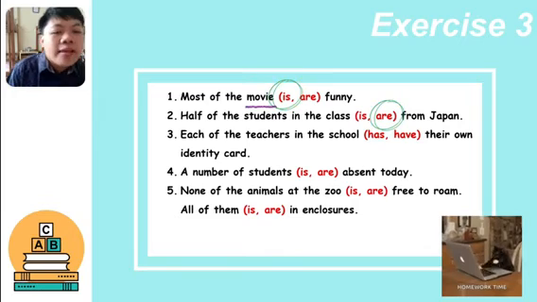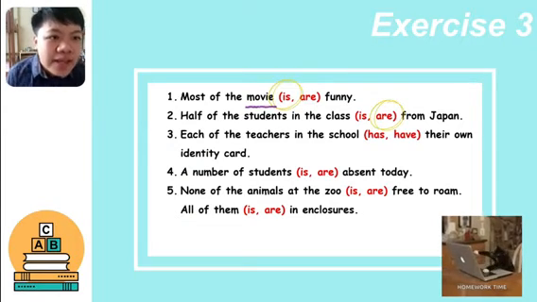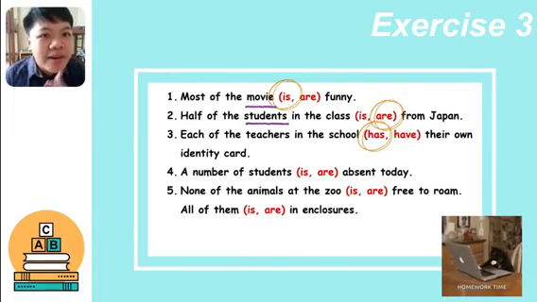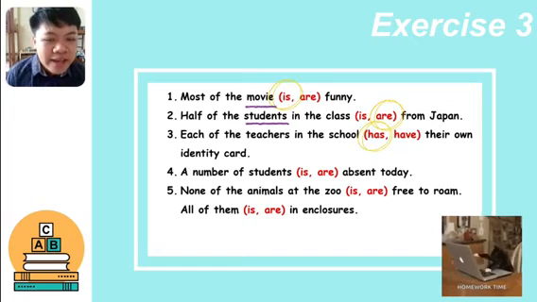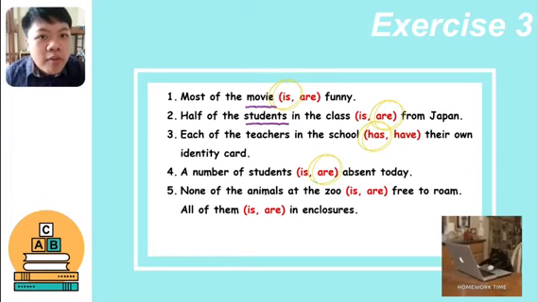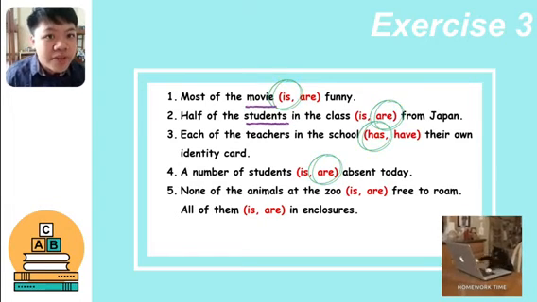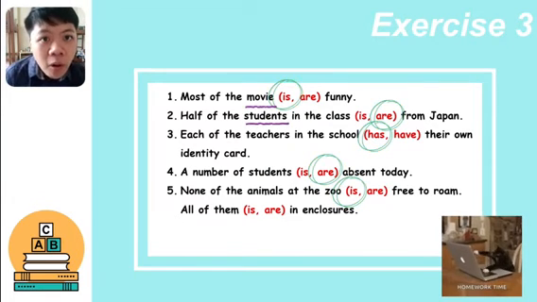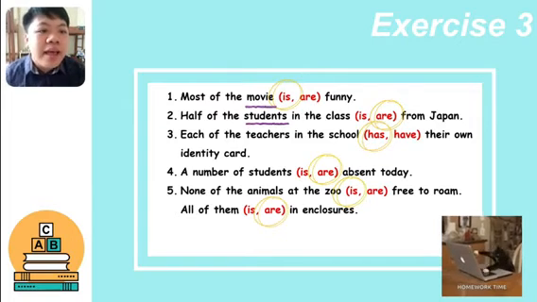That's correct. Number 3, each of the teachers in the school has or have their own identity card. Each of is considered as singular, so it has to be has. Number 4, a number of students is or are absent today. A number here is a lot of students are absent today. For number 5, none of the animals at the zoo, none of is considered as singular, so you have to put is. It's free to roam. All of them are in enclosures.